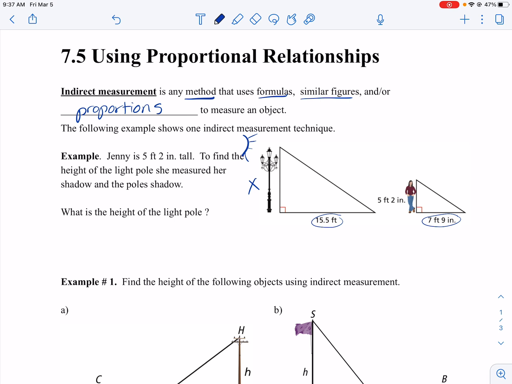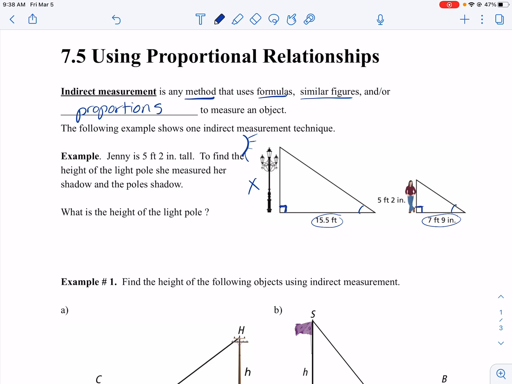Well, if they're standing in line together, a couple things are going to be true. They're both going to be perpendicular to the ground, the light pole and Jenny, both forming 90 degrees, vertical to the horizontal ground. And then this angle down here is also going to be congruent because it's the same exact angle that's formed with the sun. It's the angle that's formed from the shadows to the ground, or the angle from the length of the shadow all the way up to the height of the light pole and to Jenny. It's going to be the exact same because they're standing in line.